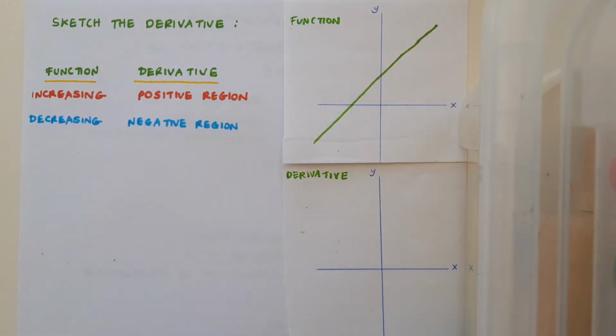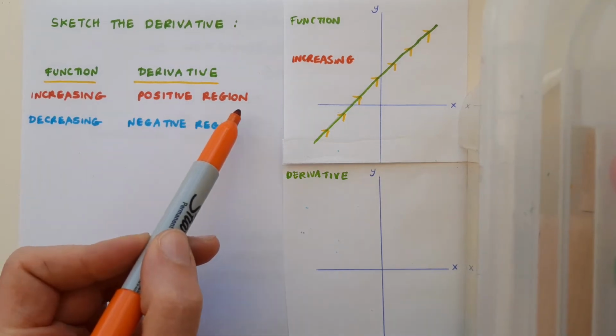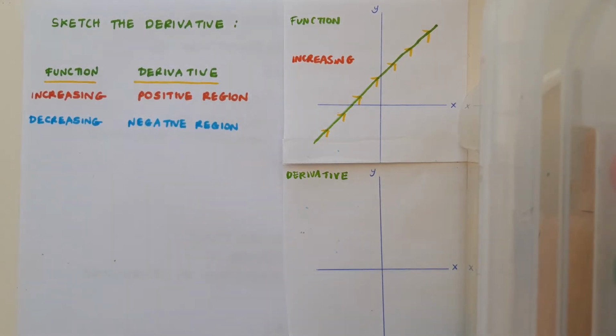Like I said, it's all about whether the function is increasing or decreasing. So let's have a look at this function. You can see it's a linear function. It's sloping up the whole time, and it's only increasing. It's not decreasing anywhere. So since the function is increasing, my derivative is only going to be in the positive region of the xy plane that I've drawn down here. And the positive region is just the region above the x-axis.